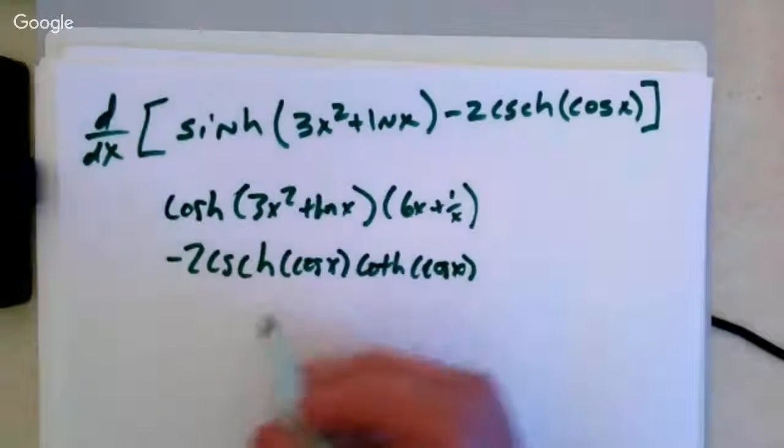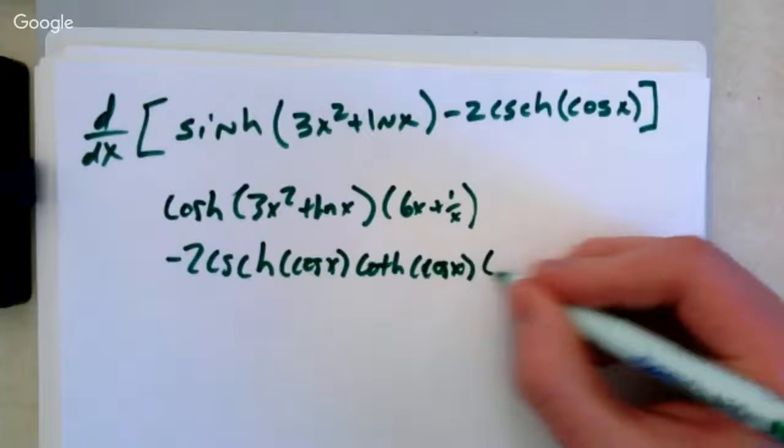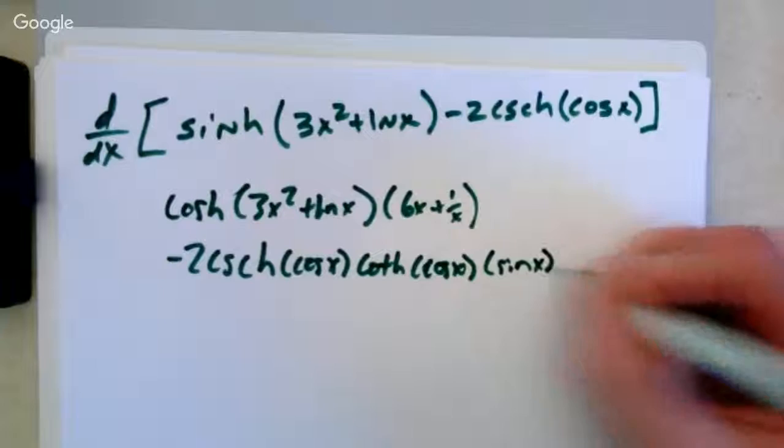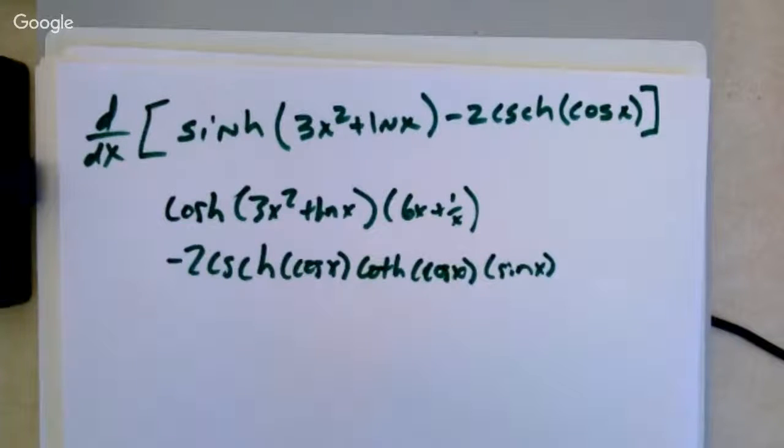And this would be negative normally, but I've already accounted for the fact that this will give us a negative sine x. So this would still be minus on that side. And that's it. Any questions?